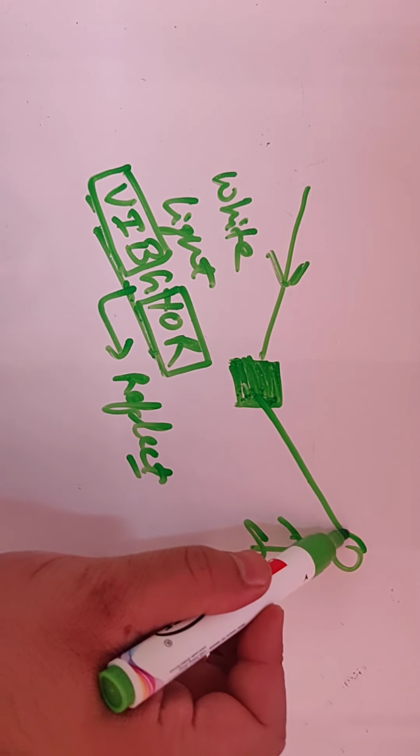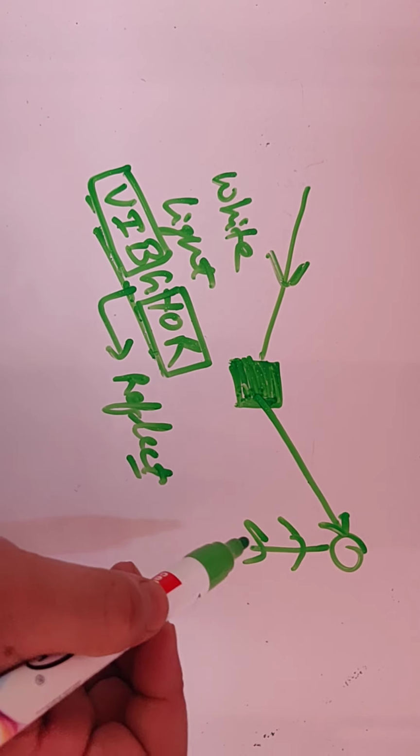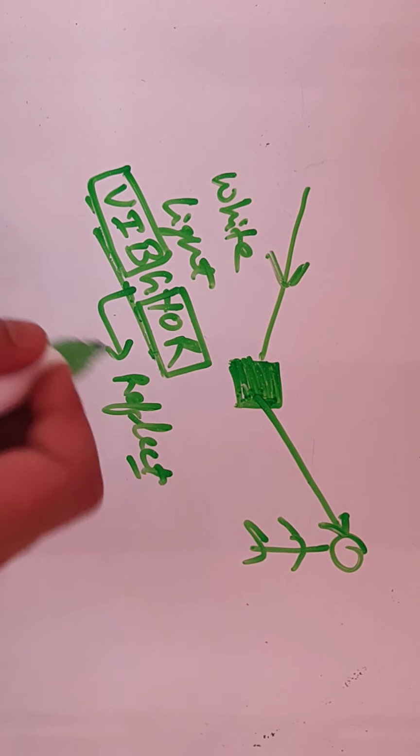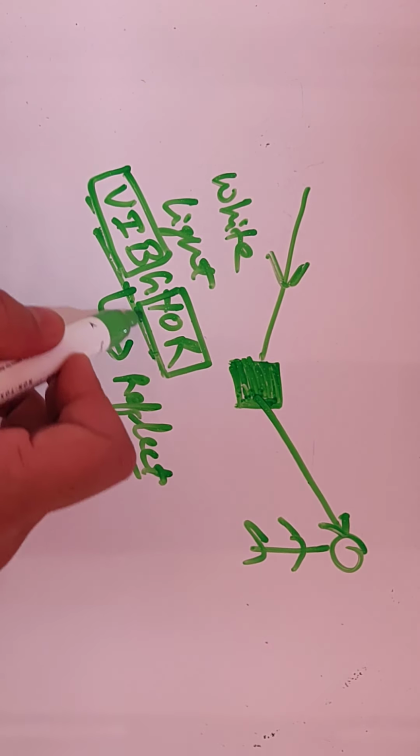So only green colored light is reaching this person's eye, and that is why this object will appear green to him. So this is another concept related to colors.